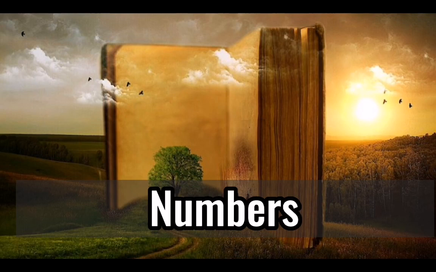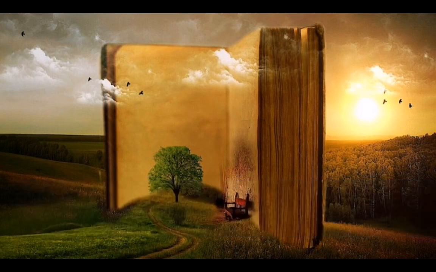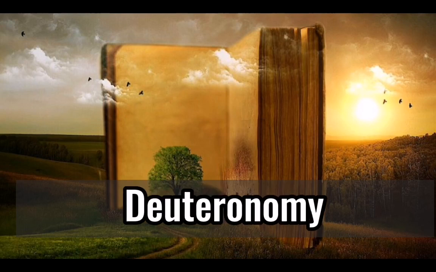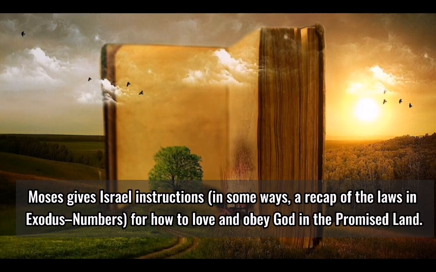Numbers. Israel fails to trust and obey God, and wanders in the wilderness for 40 years. Deuteronomy. Moses gives Israel instructions, in some ways a recap of the laws in Exodus and Numbers, for how to love and obey God in the Promised Land.